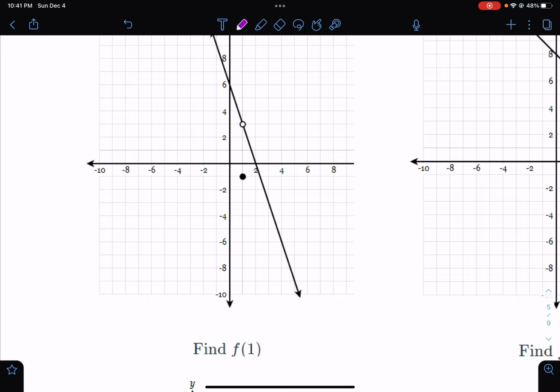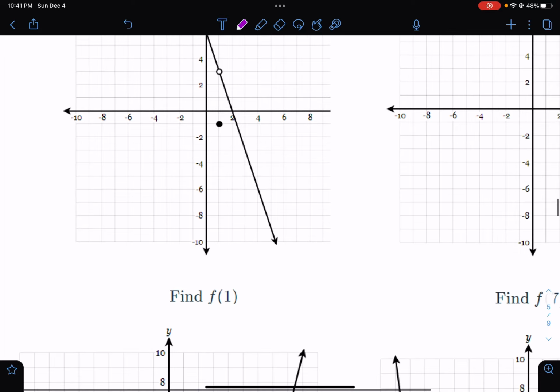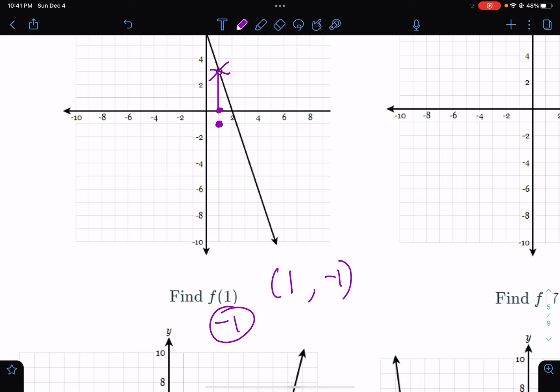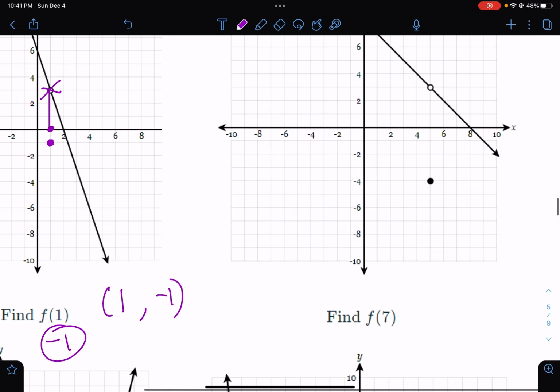Here it says find f of 1. They're saying our x value is 1, find our y value, okay? When we look at an x value of 1, that's right here, and up here we've got a hole. That's no good. We have to go where it's filled in. So our output here would be -1. That would be our answer.